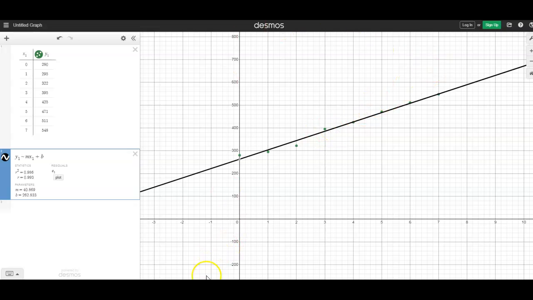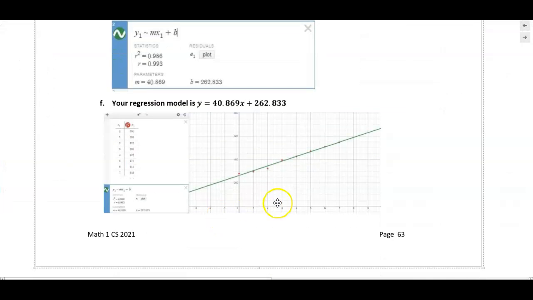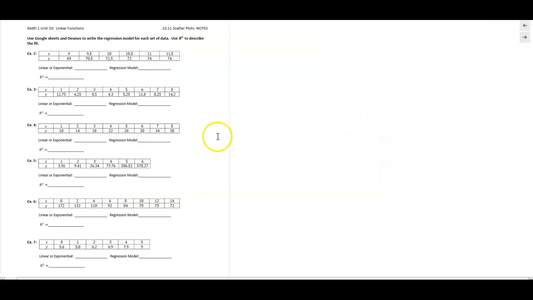So we would go to our paper and write this model down. You would take the value of m and the value of b and plug it into y equals mx plus b, and that's the equation that best fits your data. Okay, so we're going to do a couple here. We'll do one or two together, and then I will put the answers for the rest of them down.